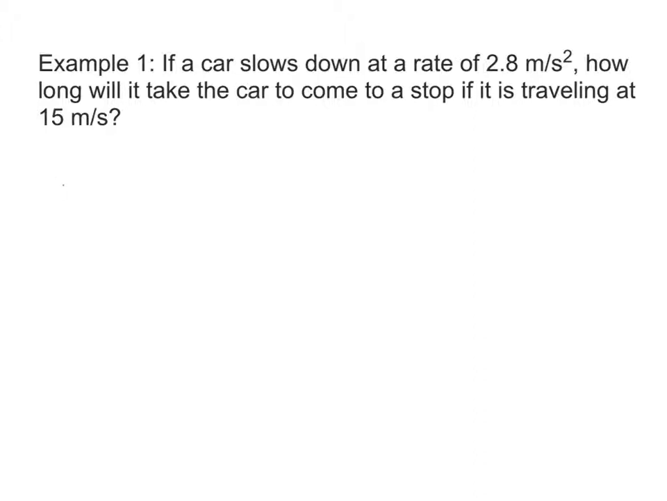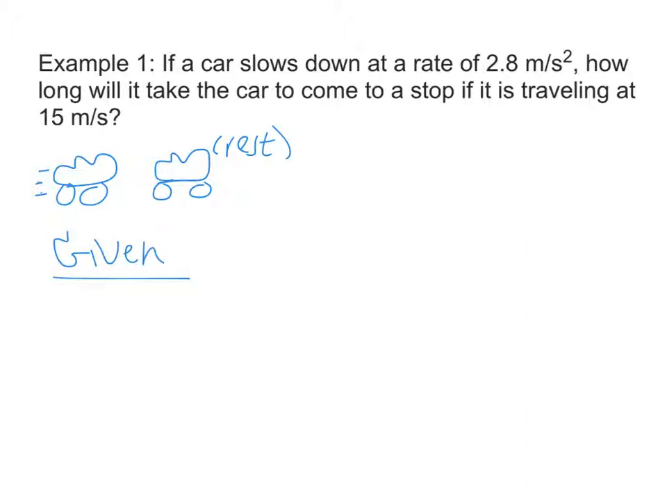First thing we want to do is draw our diagram, and I know my cars look like sombreros. The car's moving fast, and then it slows down and eventually comes to rest. Given and find. We know that the acceleration is 2.8 meters per second squared.